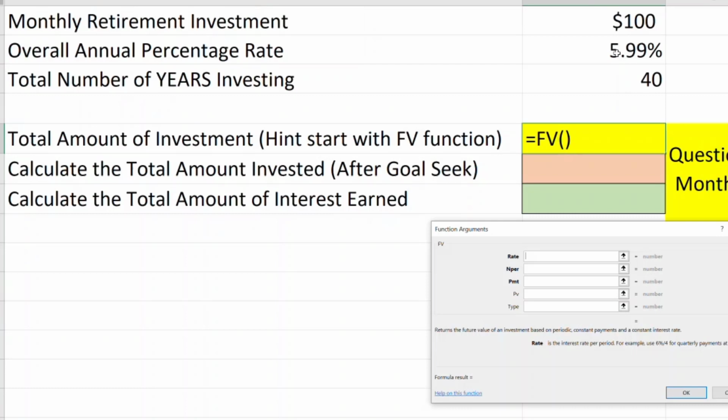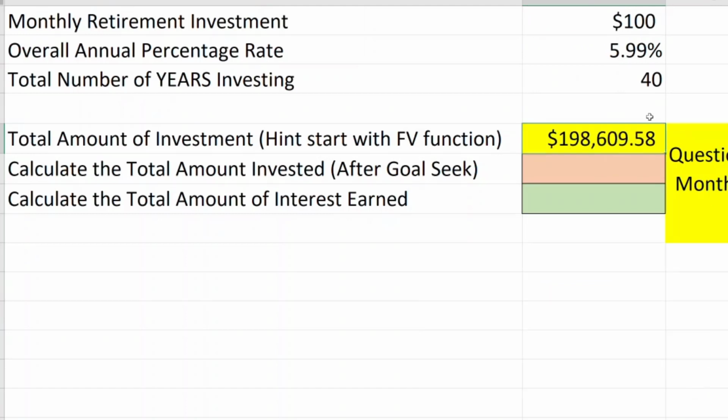So we take our rate, which is 5.99. Now that's an annual percentage rate, so we need to divide that by 12 to get a monthly interest rate. We take our periods, which is 40 years, and we multiply that by 12. Thus, we're making 480 payments. Now, if we continue on, I'm going to do a negative here just so I get a positive result. It's not wrong if it's a negative result. It's actually right because it's money going out, okay? Until it's money coming in. But I'm going to make a negative. I'm going to choose my monthly investment, and I'm going to say okay.